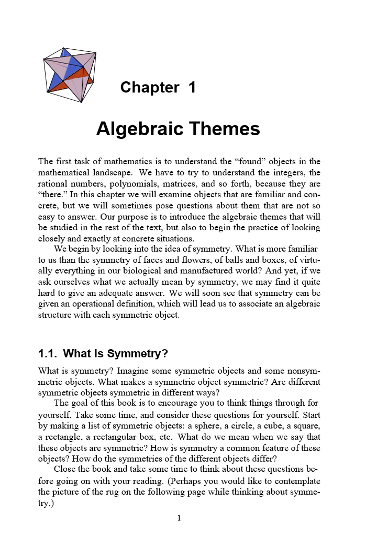Start by making a list of symmetric objects. A sphere, a circle, a cube, a square, a rectangular box, etc. What do we mean when we say these objects are symmetric? How is symmetry a common feature of these objects? How do the symmetries of the different objects differ? Close the book and take some time to think about these questions before going on with your reading. Perhaps you would like to contemplate the picture of the rug on the following page while thinking about symmetry.